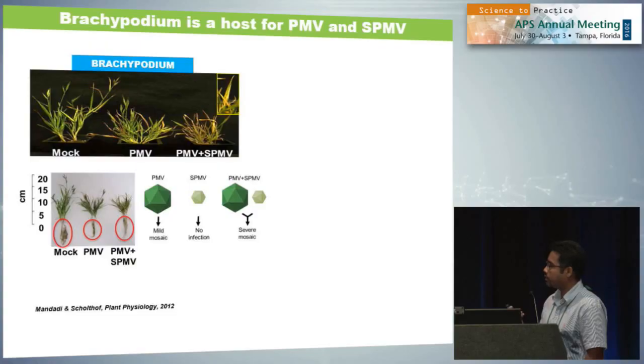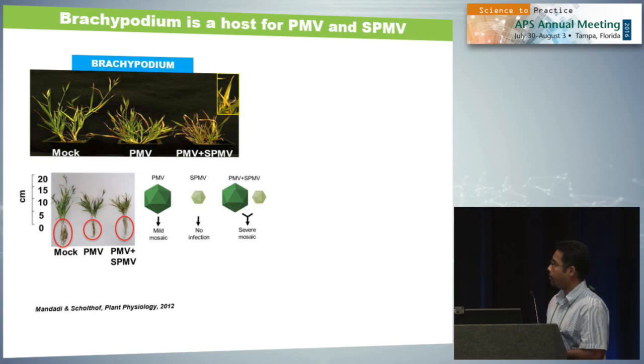And I'm going to now walk you through some of what we found using Brachypodium as a host for PMV and also some other grass viruses. Okay, so the first thing is we were lucky to see that Brachypodium was a host for PMV, and also, importantly, the synergism that is imparted by the satellite virus. As you see here, you can see PMV causing severe stunting and also chlorosis symptoms. And with the satellite virus, the chlorosis deepens and even more severe stunting symptoms appear.